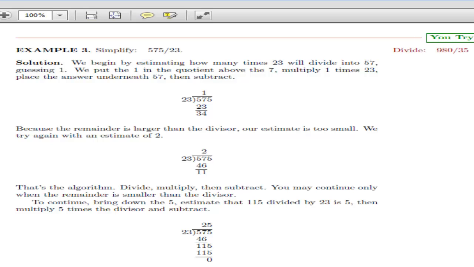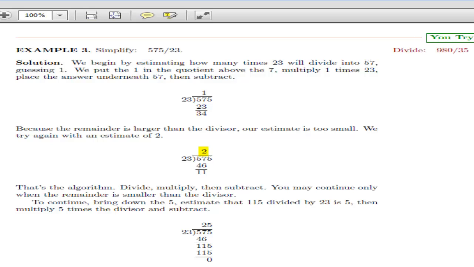Solution. We begin by estimating how many times 23 will divide into 57, guessing 1. We put the 1 in the quotient above the 7, multiplying 1 times 23. Place the answer underneath 57, then subtract. Because the remainder is larger than the divisor, our estimate is too small. We try again with an estimate of 2.